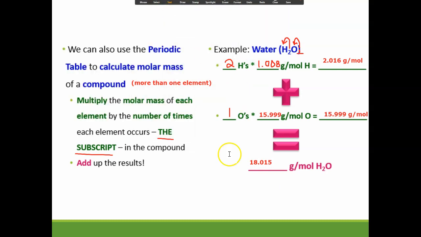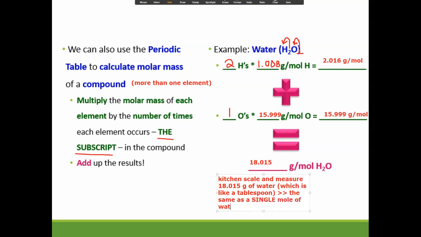This means if you were to go to your kitchen scale and measure 18.015 grams of water, which is like a tablespoon or something, this would be the same as a single mole of water, which is 6.02 times 10 to the 23rd molecules of water. It's a lot of water atomically.